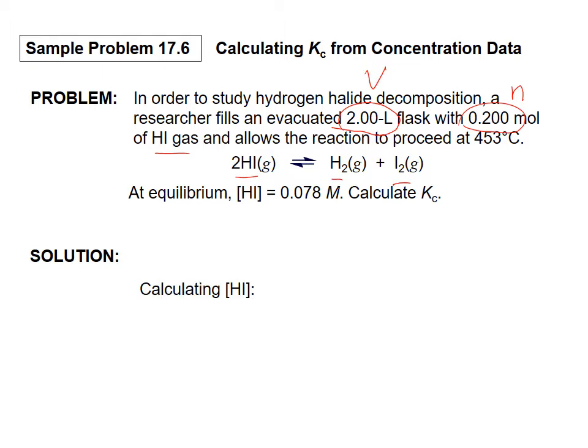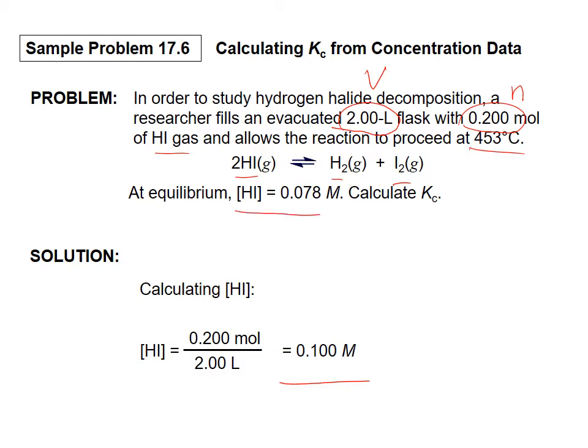Okay, so let's calculate the concentration. And this concentration allows the reaction to proceed at 453 degrees. This concentration is the initial concentration you added to the container. And at equilibrium, there's another concentration of hydrogen iodide, 0.078. So this is the equilibrium concentration, and this is the initial concentration. It asks you to calculate Kc.